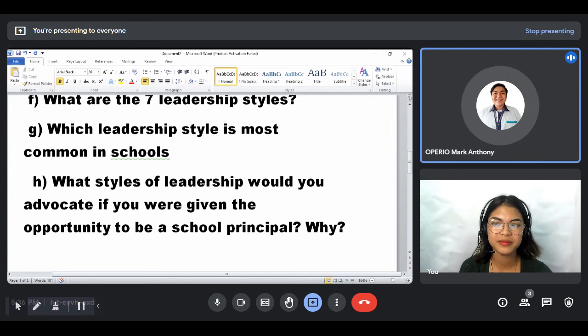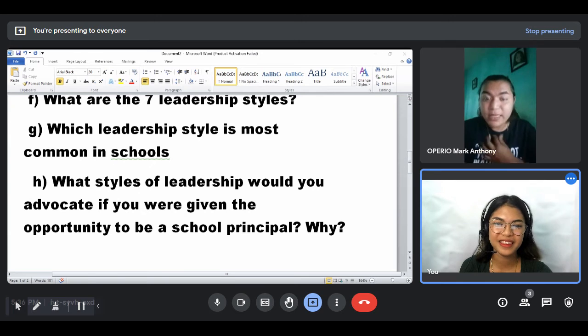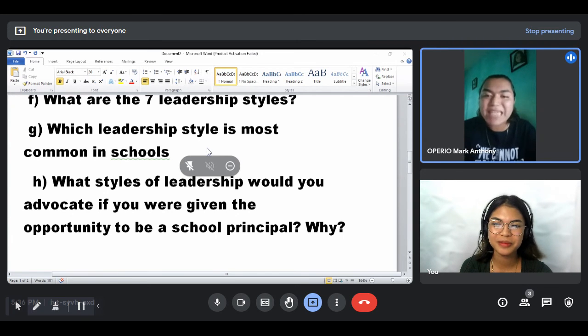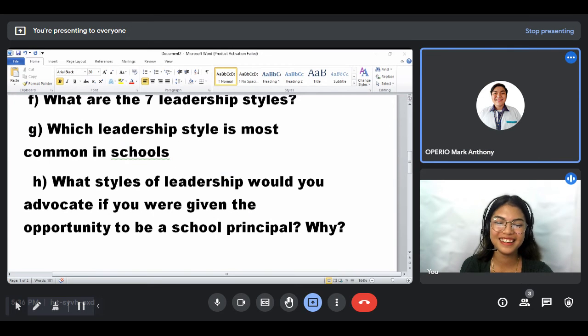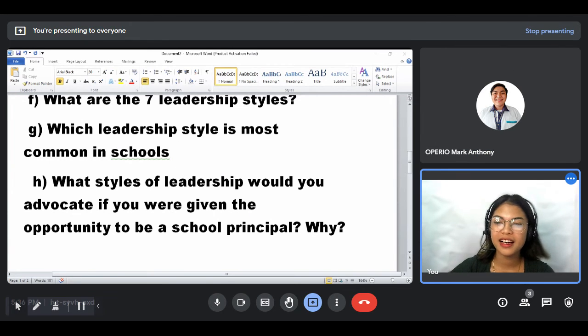So let's proceed to the next letter. What letter are we? Letter G. Which leadership style is most common in schools? As I was doing my research, the one that caught my heart is the instructional style. This is found to be one of the best educational leadership styles in terms of students' performance, by working with the teachers to improve their skills through coaching, the school leaders help strengthen the school's grasp on educational quality. So, instructional style is very important, especially in schools.